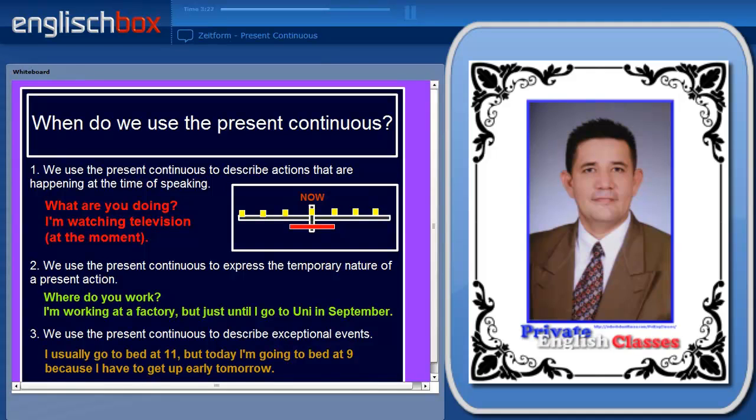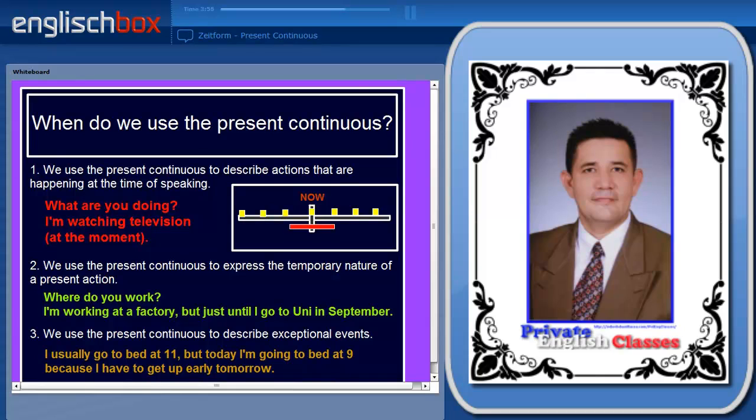Here on the diagram, this is the red action. The action started before the moment of speaking, will finish after the moment of speaking, and is in progress at the time of speaking. The yellow boxes describe a present simple action, an action that happens regularly, but we're talking about the action in progress right now.